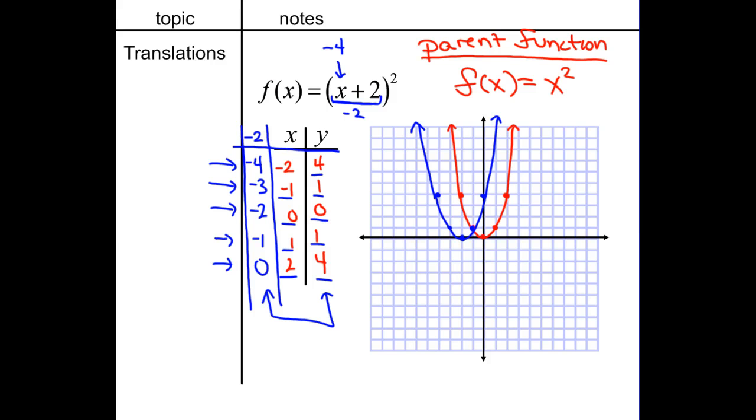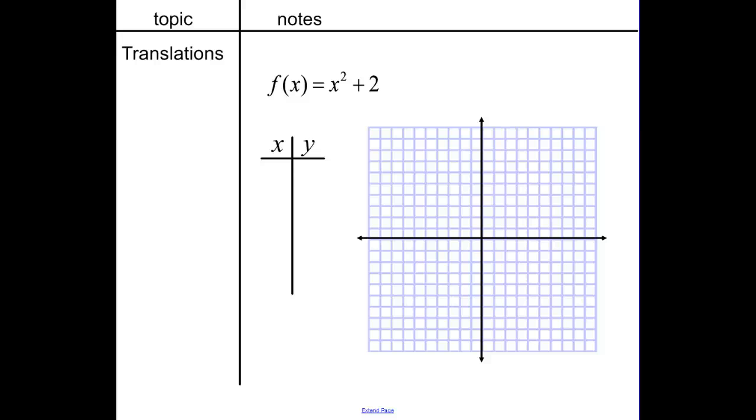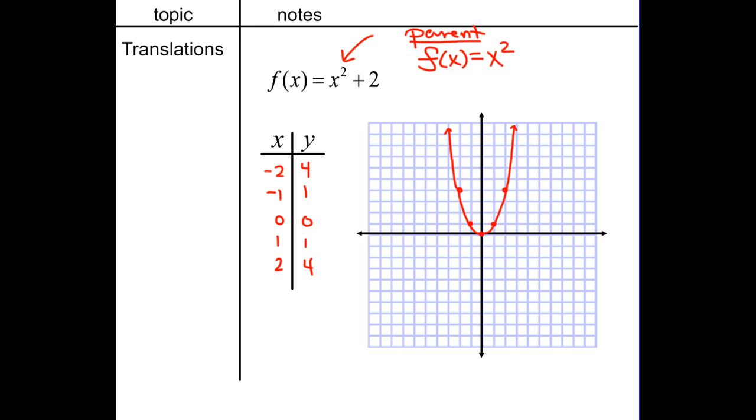All right, let's try another problem. Looking at this, again, what's my parent function here? Well, we see the squared, so the parent is f of x equals x squared. I'm going to graph that quick for you so you don't have to wait and watch me do it. Now notice again, I use the same x's and the same y's that I memorized from my parent function.